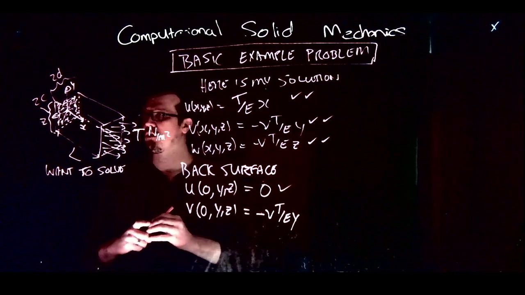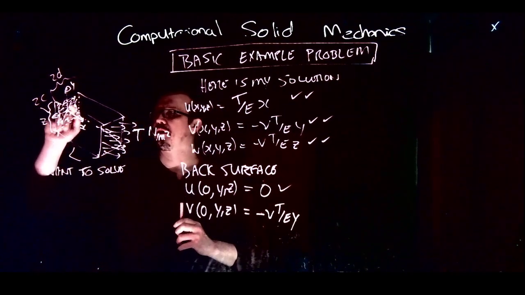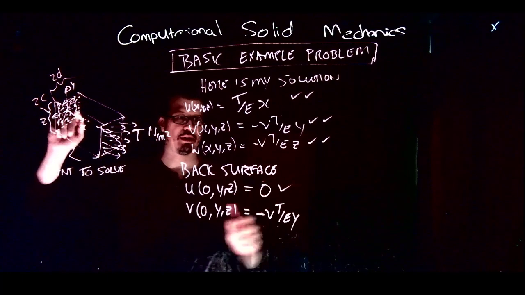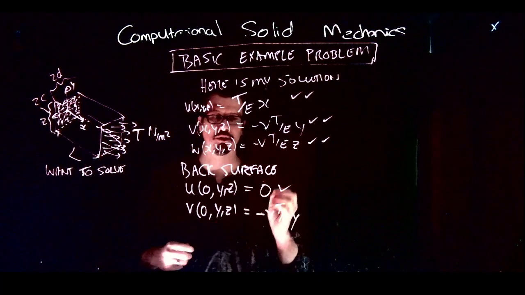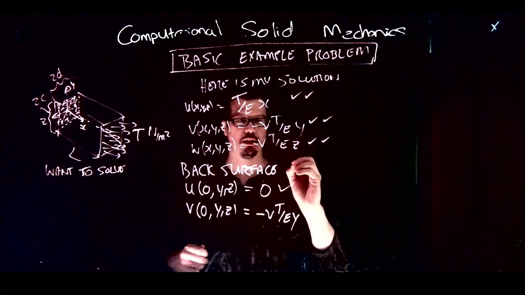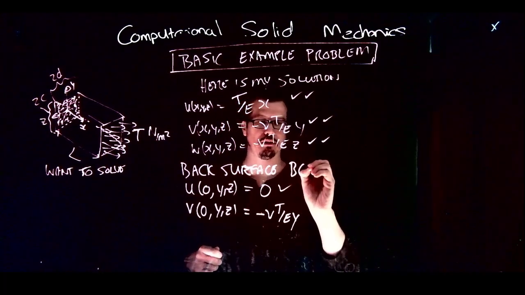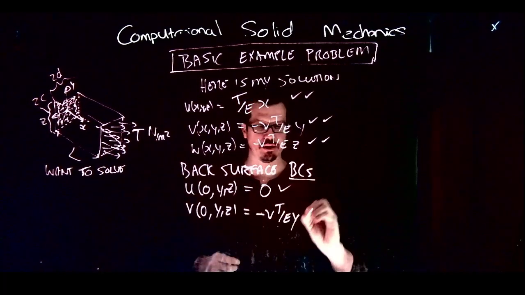And if I now walk around here at the back, up and down in y, what I see is I don't get a 0 displacement. Okay, so this boundary condition, so the back surface, let's call it boundary conditions, BC. This one is not satisfied.